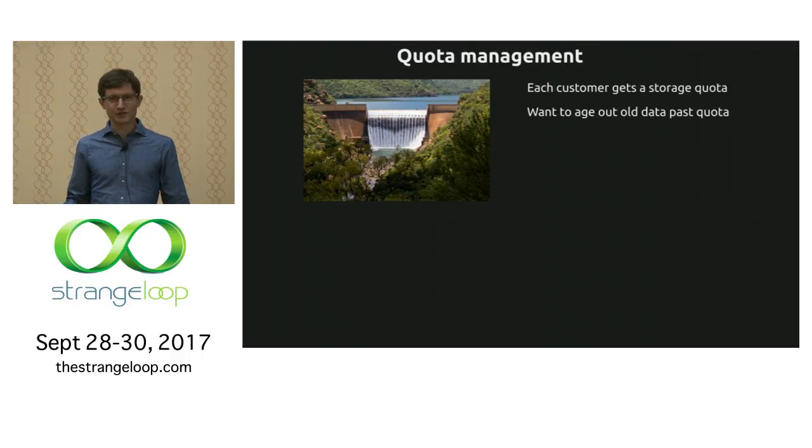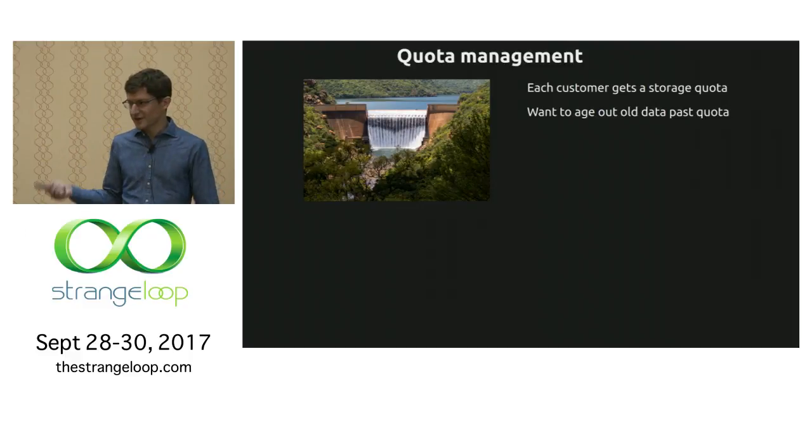So one problem we need to solve: part of our business model is to price based on storage. So every customer is paying for a certain amount of storage. They have a quota. And we're not in the business of just storing data forever, collecting infinite amounts of it. That would not be useful. So when a customer is nearing the edge of their quota, we want to start aging out the oldest data that they've sent us.